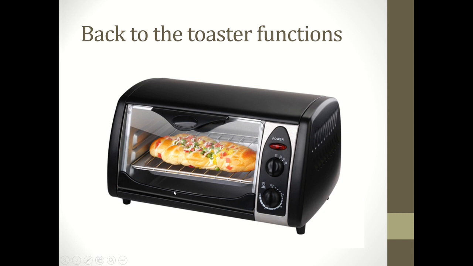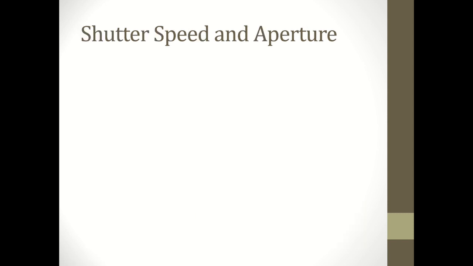So here we have the toaster oven with the two dials on it, one for the temperature and one for the time, and by balancing the heat and the time, we'll wind up with a perfectly toasted item. So this is very similar to taking a photo using the main functions of our camera, which are shutter speed and aperture. So first, let's talk about shutter speed.